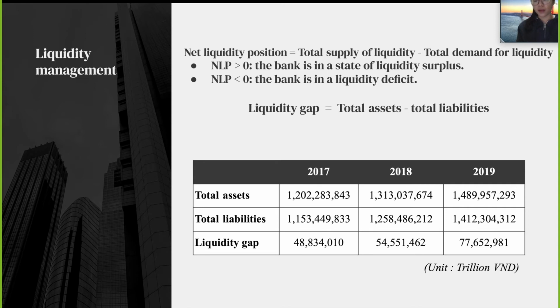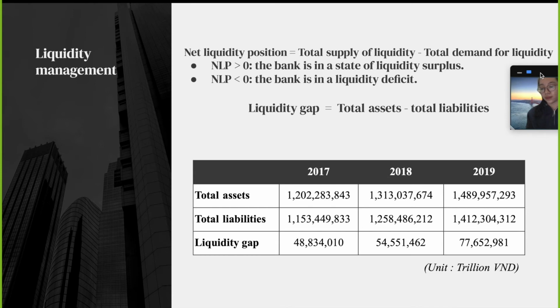3 years from 2017 to 2019 at BIDV increased positively, which indicated that BIDV was doing well at liquidity management. However, the non-stop increasing liquidity indicated that the bank spent too little on investment and development, which was not good for the growth of the bank.